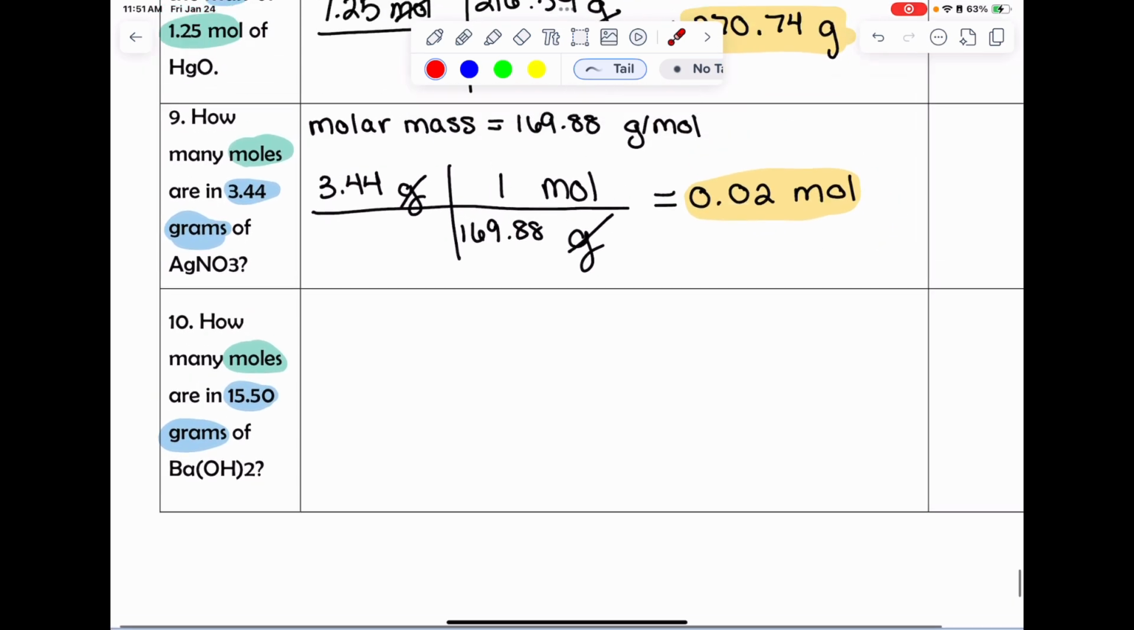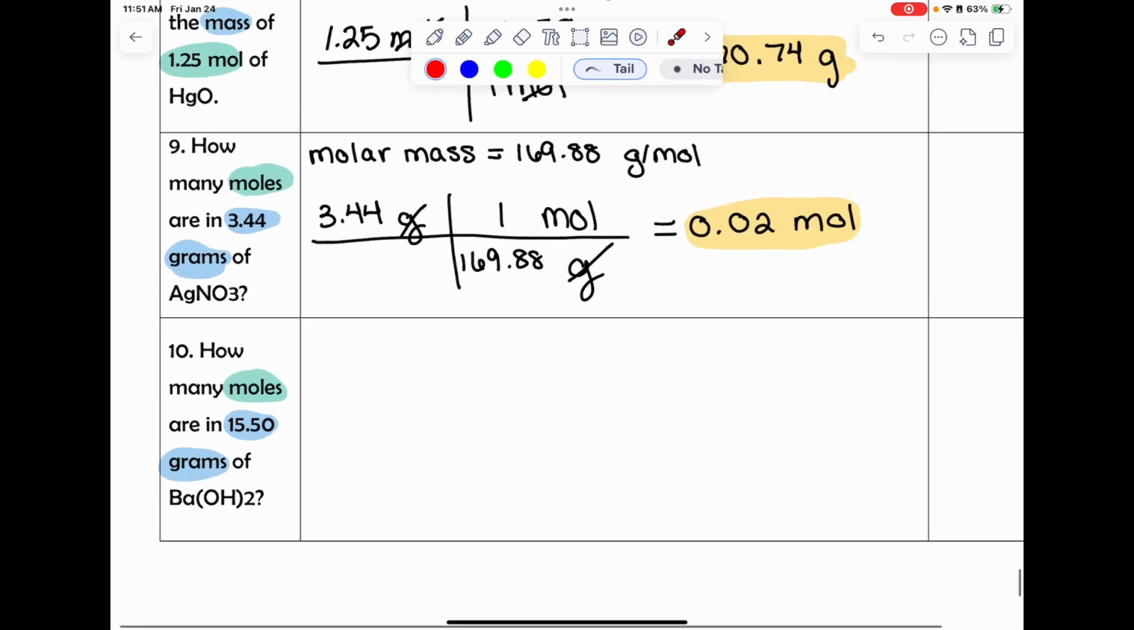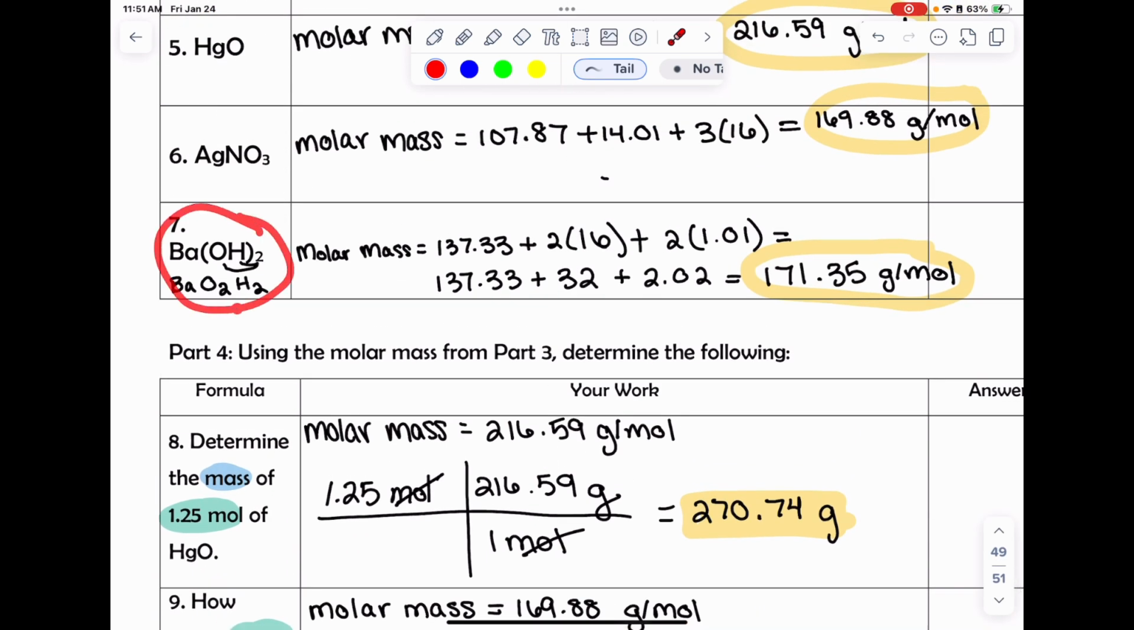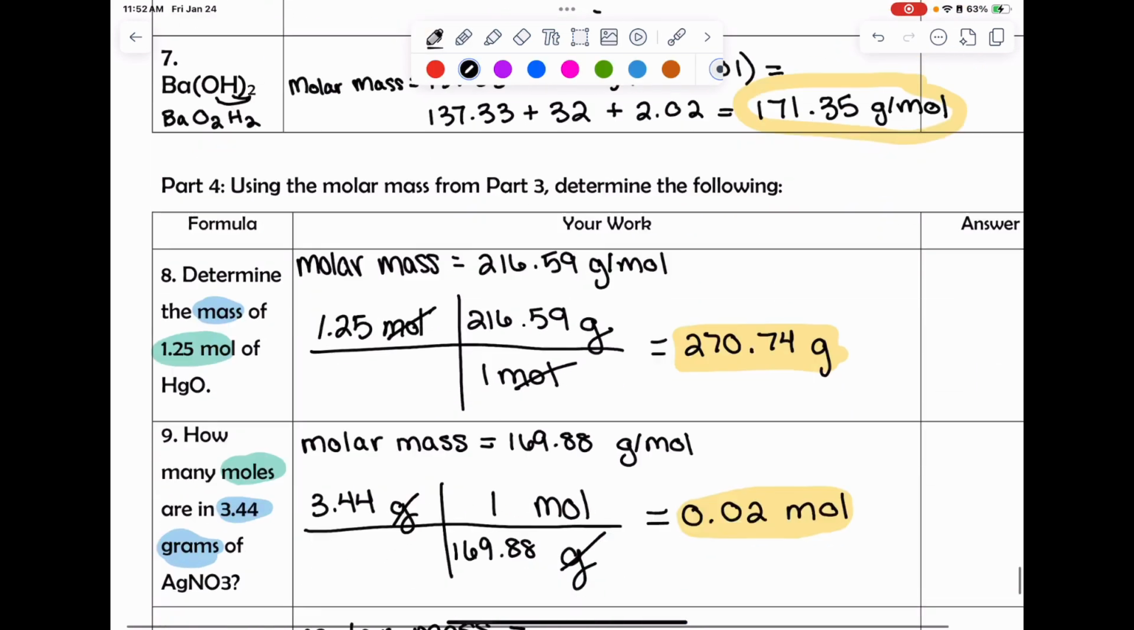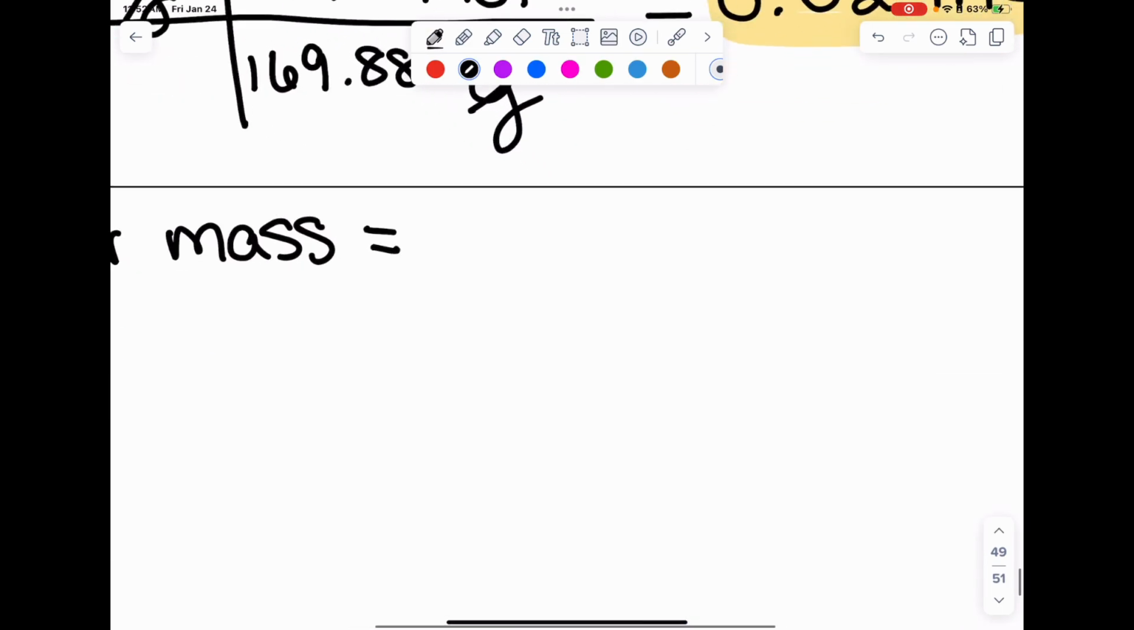Let's see what it's asking us to find on number 10. How many moles are in 15.50 grams? So this one's going to be set up like number 9. Very first part, using your molar mass from part 3. So for BaOH2 had a molar mass of 171.35 grams per mole.